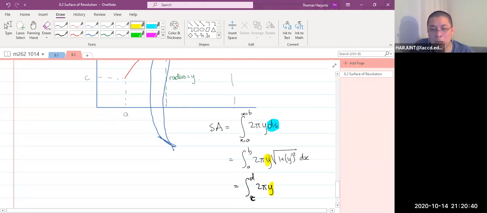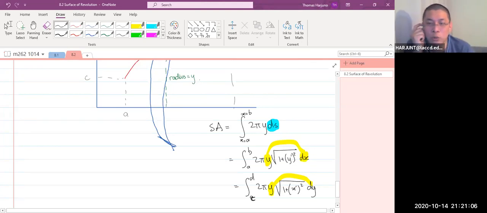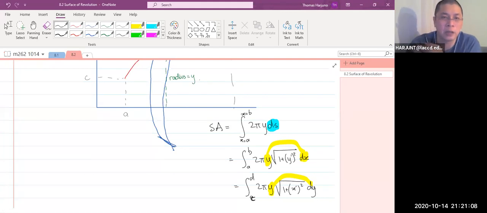But the y here, you don't need to change into x. It is a function of x, but you don't need to change that to x because the variable of integration is already y. The part inside the square root is the one you need to play around with. This is 1 plus x prime squared. So there are actually 2 different ways to compute the surface area, just like I showed you earlier.